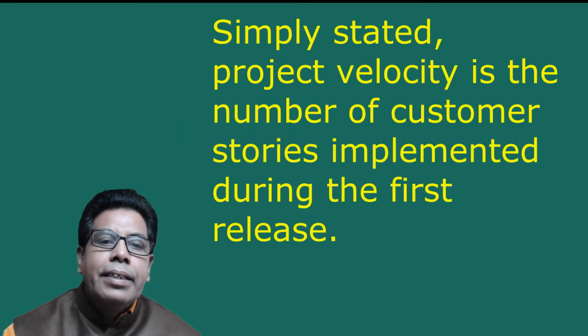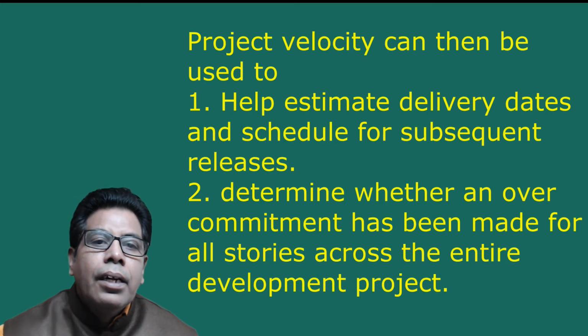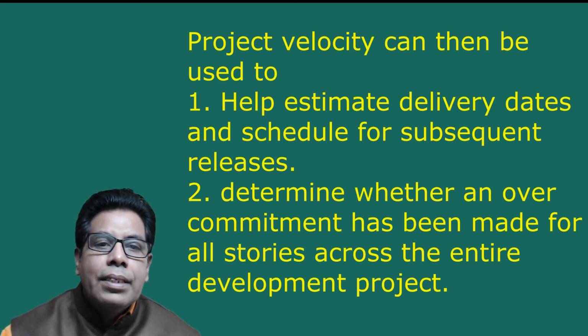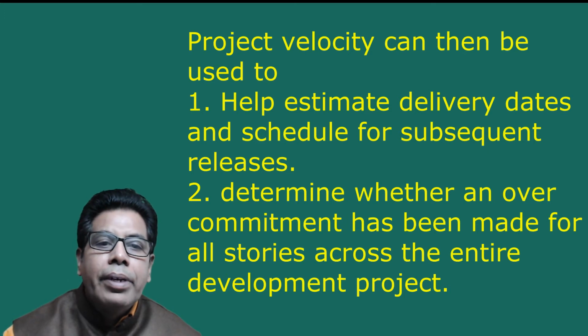Then let us go to the project velocity. Simply stated, project velocity is the number of customer stories implemented during the first release. The XP team computes project velocity after the first project release has been delivered. This is also called the software increment. Project velocity can then be used to first help estimate delivery dates and schedule for subsequent releases, and second, determine whether an overcommitment has been made for all stories across the entire development project.